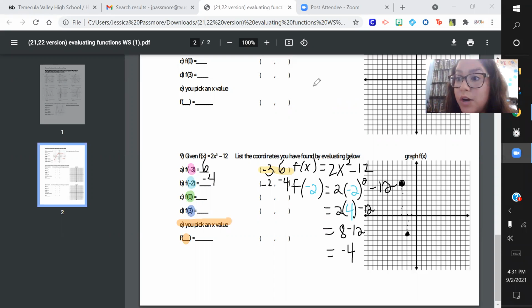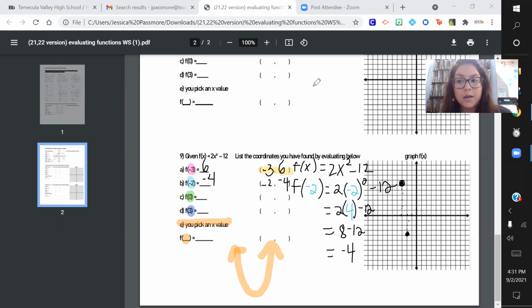Now, once you do, I want you to connect the dots in the best way that you can. The second one is a curve. It's going to look like a U shape. And the first one is going to be a line. So go ahead. Now you know how to be successful and finish this homework.